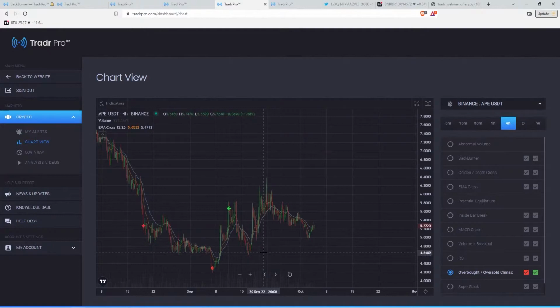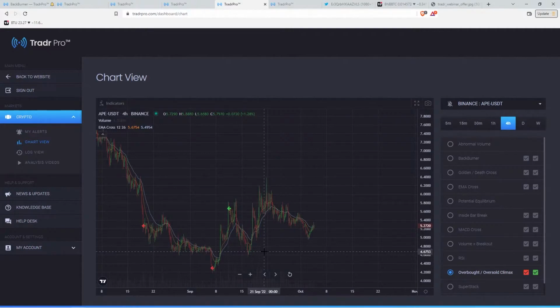But overbought and oversold climaxes focuses more on volume, but it's, again, most ideal in a trending market when you've got a significant trend and you're looking for an exhaustion top or an exhaustion bottom to be set.